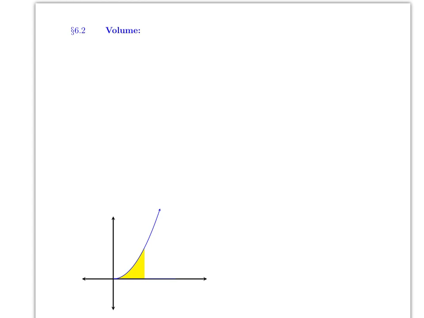Hello everyone, in this video we will go over section 6.2, which is volume. There are two methods to find the volume. We're going to focus right now on the disk method, which is sometimes just called the washer method, because the rotations look like washing machines. So the idea is pretty simple.